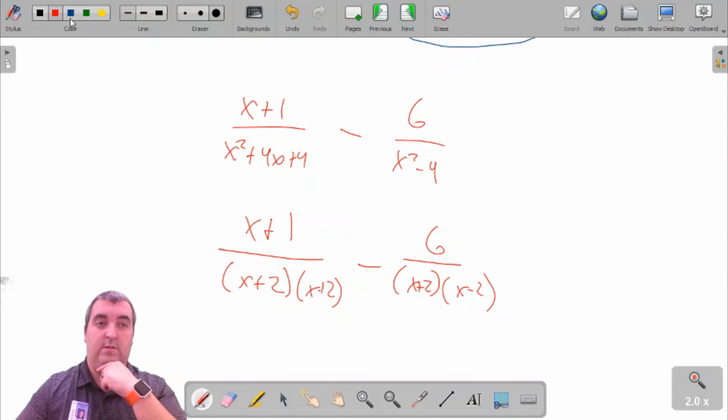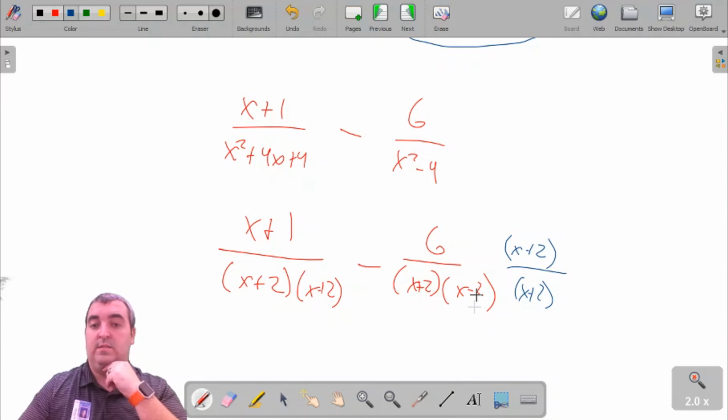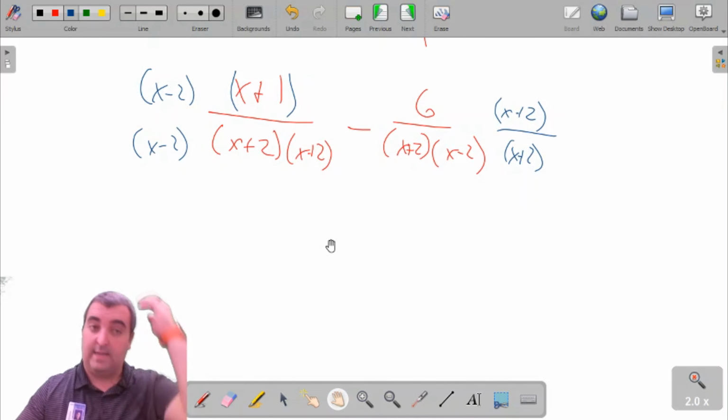So now we look at the factors. Both have an x plus 2. This one has 2 of them though, which means this one also needs 2 of them. So I'm going to multiply by (x + 2)/(x + 2) to this side. This one has an x minus 2 and this one doesn't, so I need that over here as well. Okay, now we go ahead and multiply out the tops.